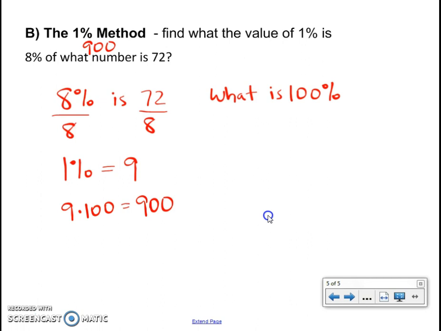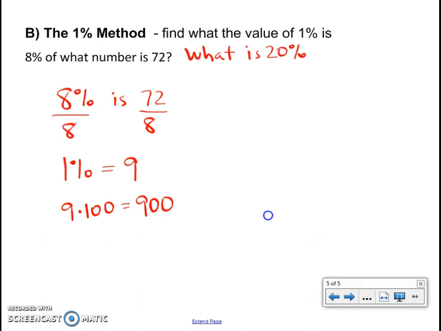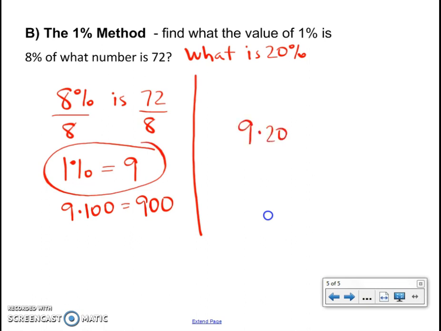And here's how it makes sense if you're going to do something else. One question could be, 8% of what number is 72? Let's just erase this here. What is 20%? So if I use the 1% method to find out all of this, that 1% is 9, then I can just take that information and do 9 times 20 equals 180. So then 180 is 20%. And that's how the 1% method will work in multiple situations.